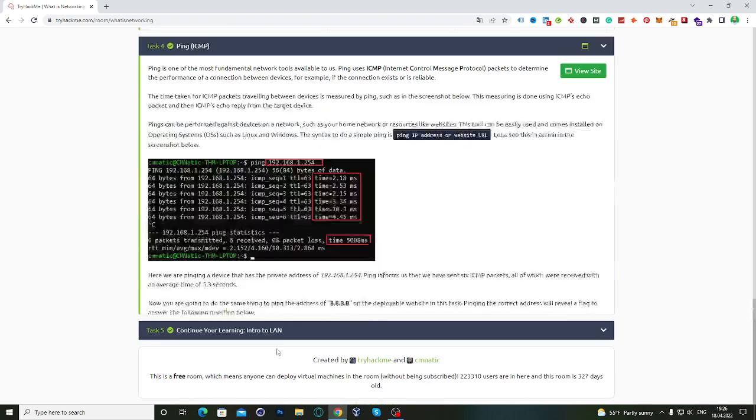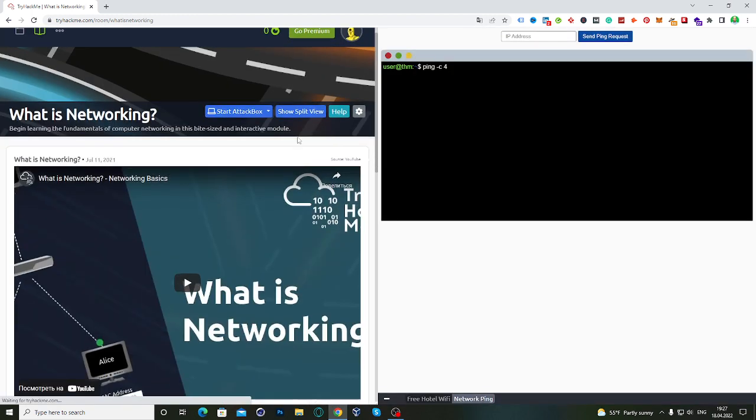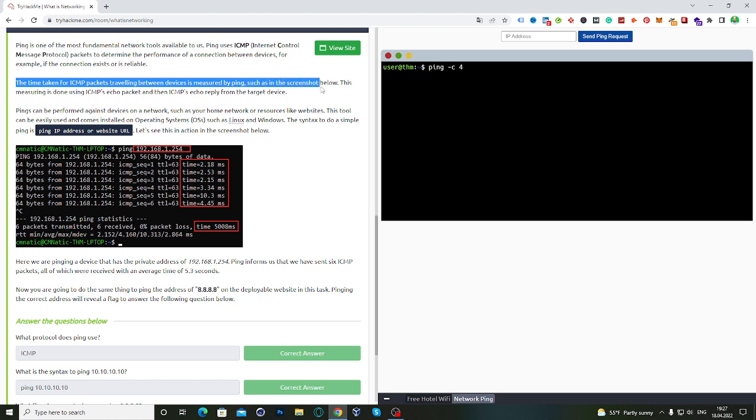Okay, ping, ICMP. Ping is one of the most fundamental network tools. Ping uses ICMP, Internet Control Message Protocol, packets to determine the performance of a connection between devices, for example, if the connection exists and is reliable. The time taken for ICMP packets traveling between devices is measured by ping, such as in the screenshot below.